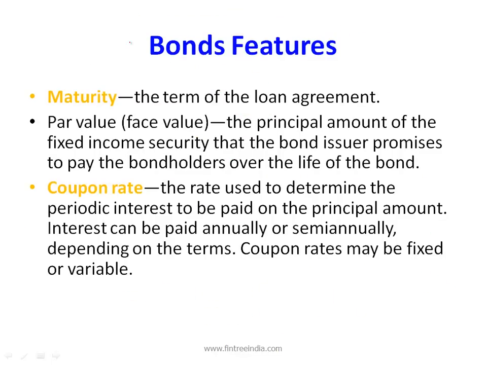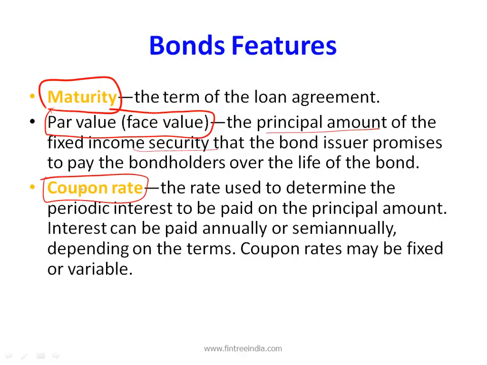Okay, so bond features. First one, maturity. Every bond will have a predefined maturity. Number two, par value or face value. This is the principal amount of the fixed income security. Okay, so I'm skipping this part. Coupon rate is the amount of cash flows that would be paid. Now see, these coupon rates can be either annual or these can be semi-annual. That means coupon would be paid twice in a year.